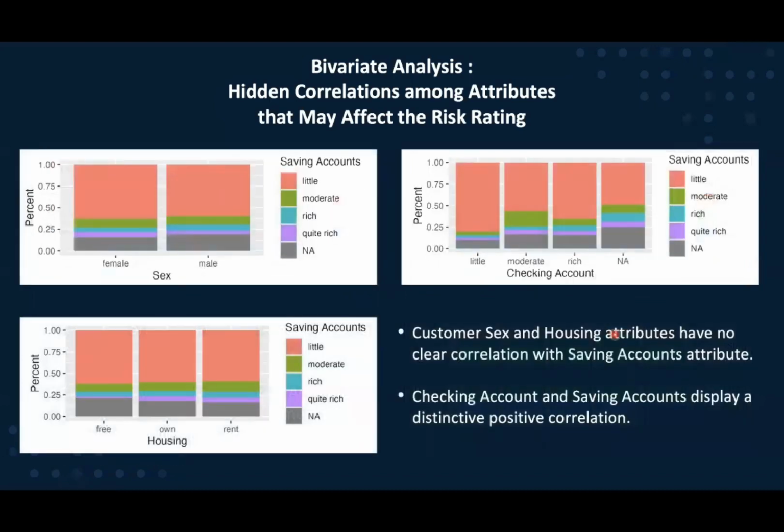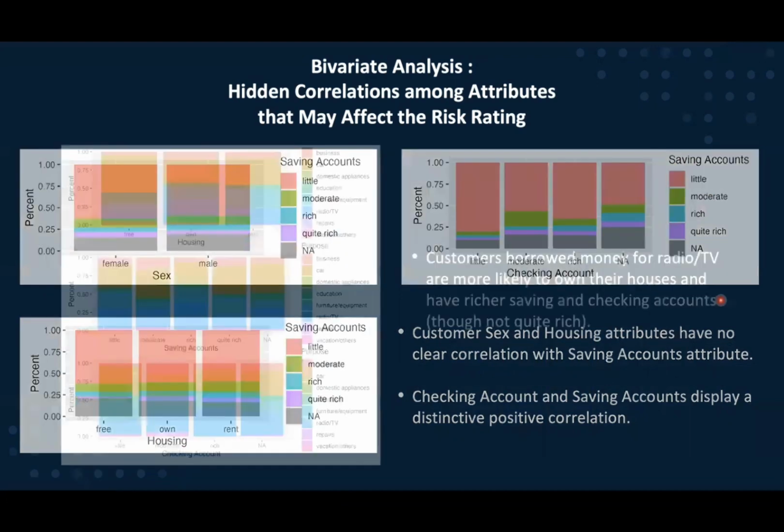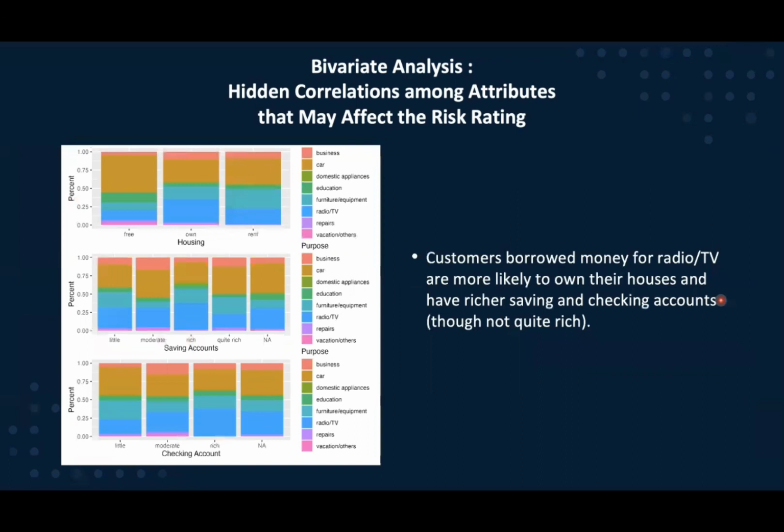Moving forward, there's no clear correlation with the saving accounts attribute between the sex and housing, but focusing on the checking account and the saving accounts, we figured out there's a distinctive positive correlation. Also, an interesting phenomenon we noticed is that customers who borrowed money for radio or TV are more likely to own their houses and have richer saving and checking accounts. Kind of like these blue points we can see.